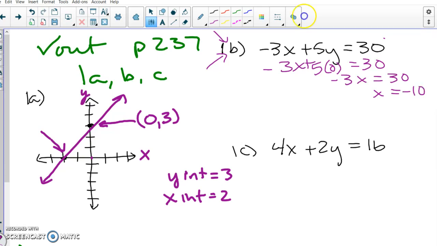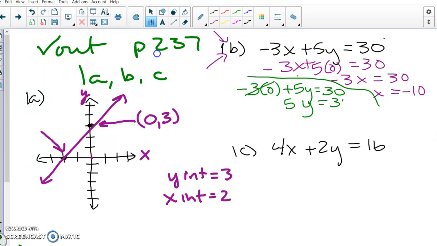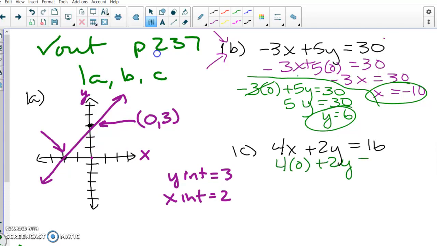And again, we would work with the y, allowing x to equal 0. Negative 3 times 0 plus 5 times y equals 30. Pardon me cramming that in there. This term is removed, it becomes 0, and we get 5y equals 30, y is equal to 6. So our y-intercept and our x-intercepts are easily calculated as we allow those variables to take on the value 0. In 1C, 4 times 0 plus 2y equals 16.